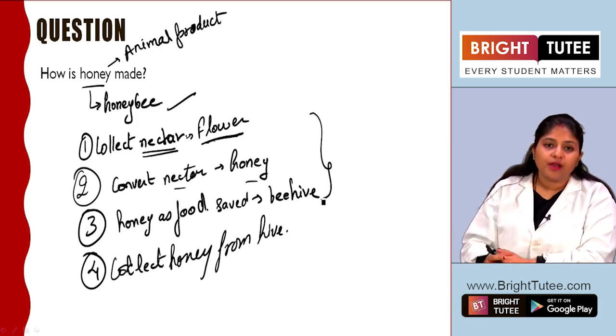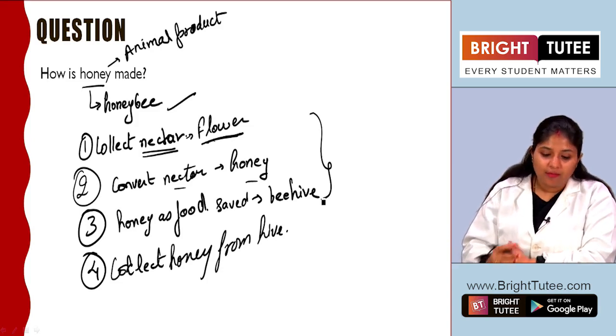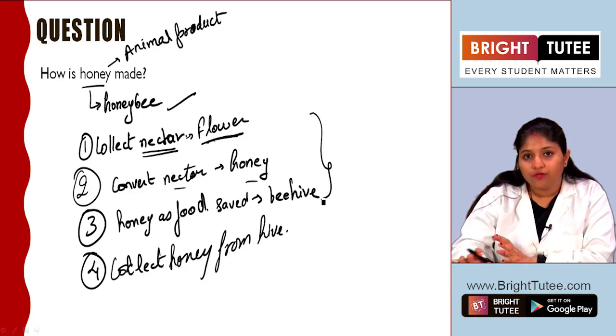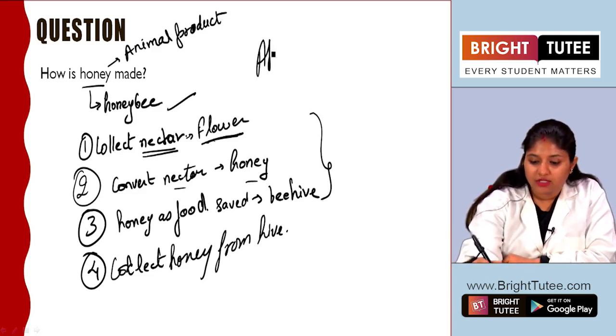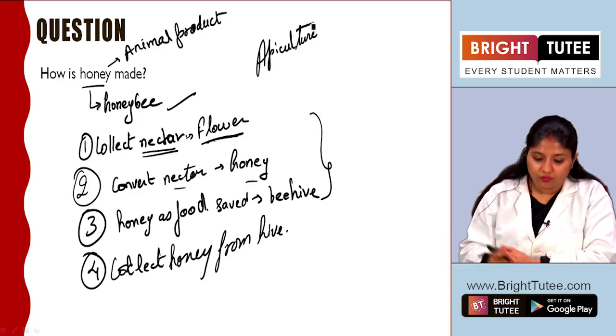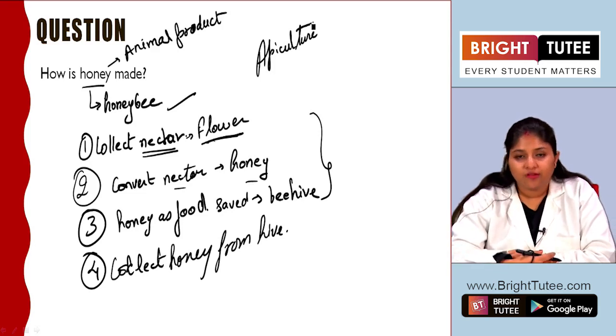This is the way in which we are able to obtain honey, and this is the process where the honey is made with the help of the honeybees, right? This rearing of the honey bees is also called apiculture, as we have already discussed. So this is the way in which honey is made.